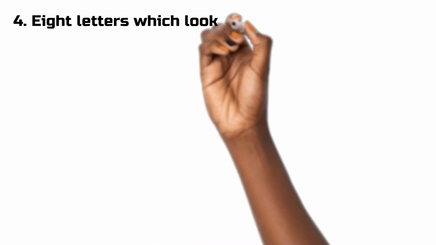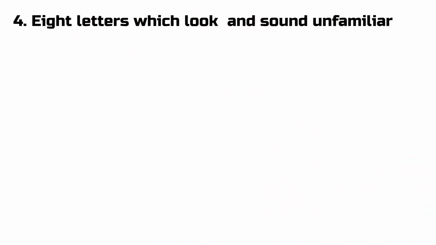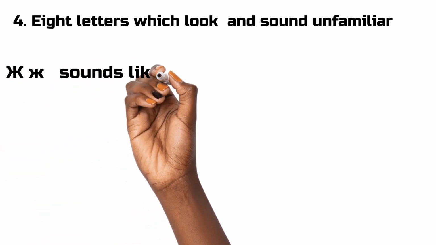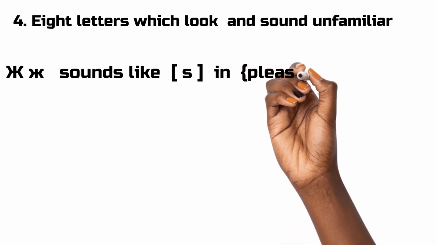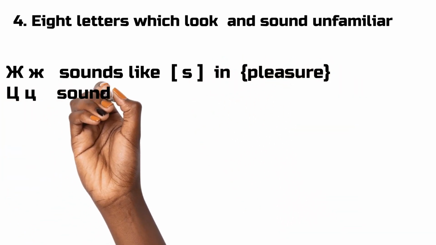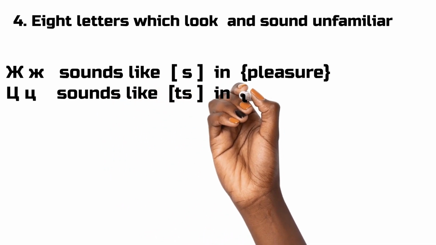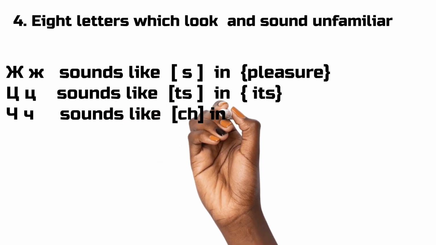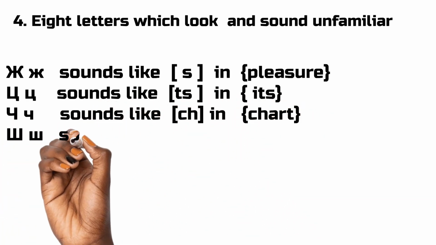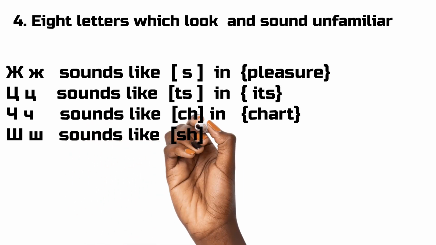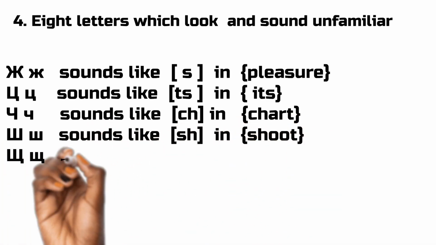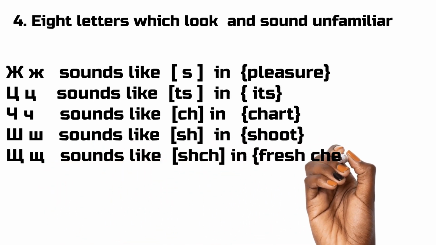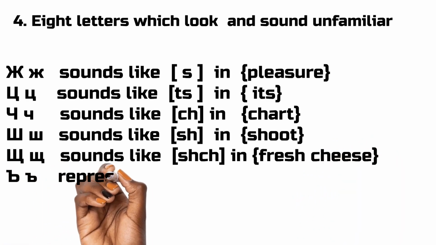Now to our final group, Group 4. There are 8 letters which look familiar. However, some may sound unfamiliar. Zh sounds like S in pleasure. Ts sounds like TS in its. Ch sounds like Ch in chat. Sh sounds like Sh in shoot. Shch sounds like Sh in fresh cheese.